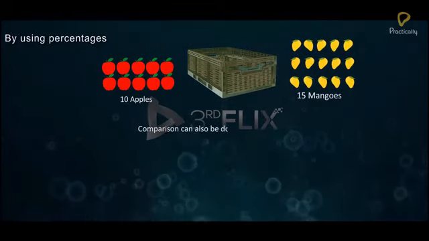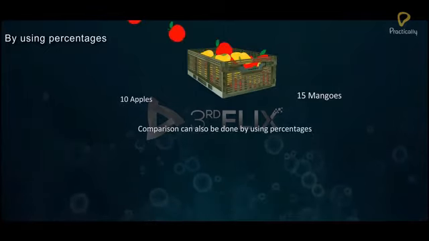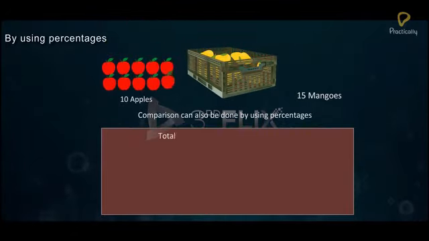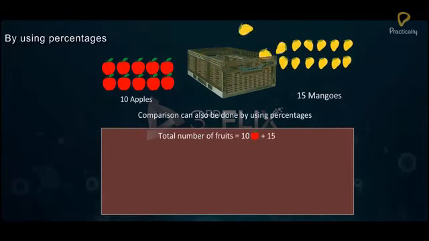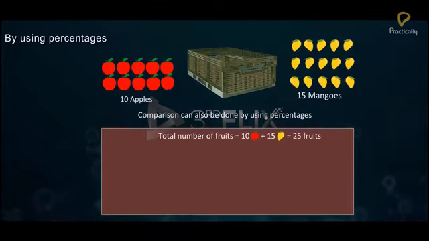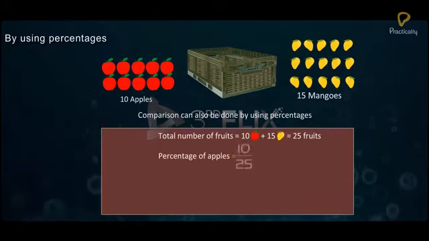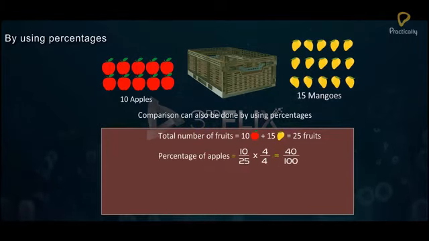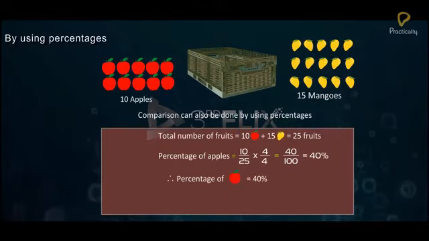Comparison can also be done by using percentages. The total number of fruits are 10 apples plus 15 mangoes, that is, 25 fruits. Percentage of apples is equal to 10/25 into 4/4, which is equal to 40/100, 40%. Therefore, the percentage of apples is 40%.